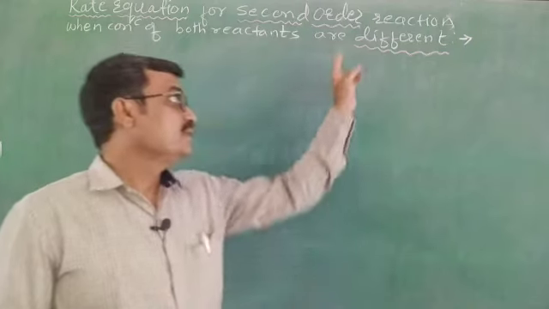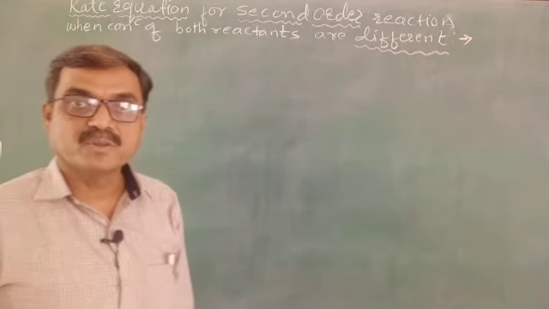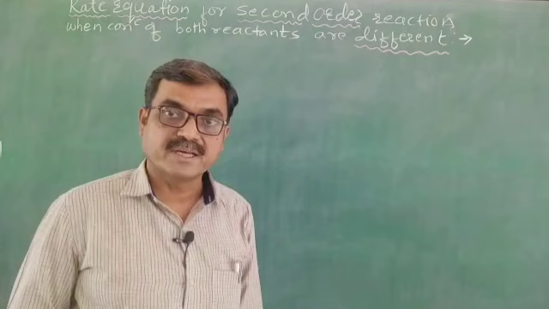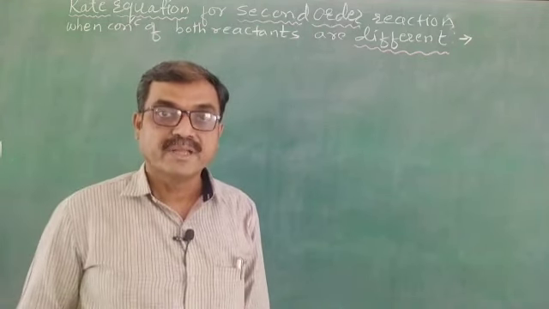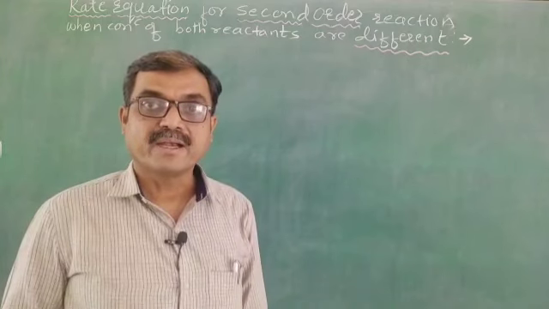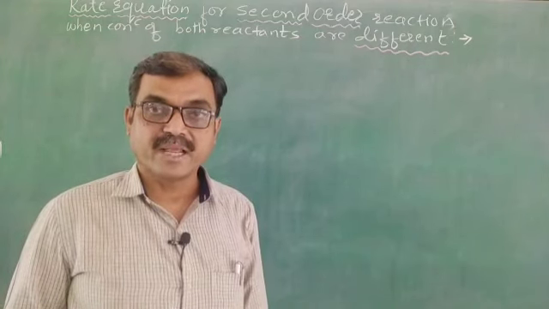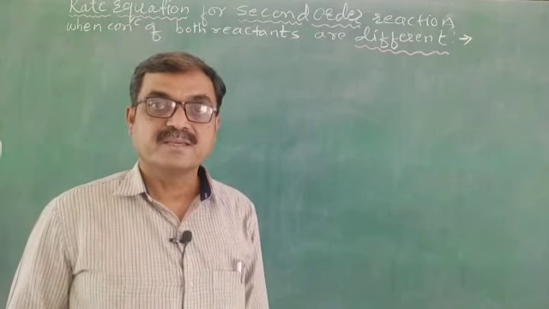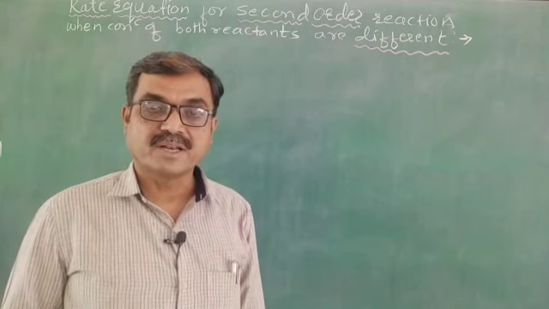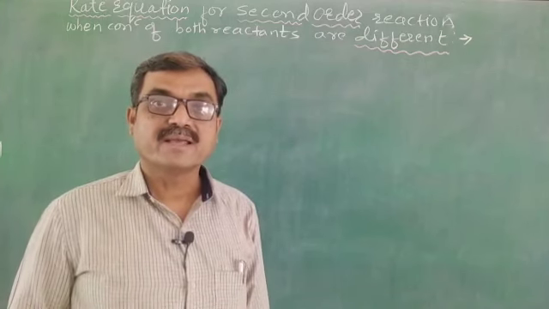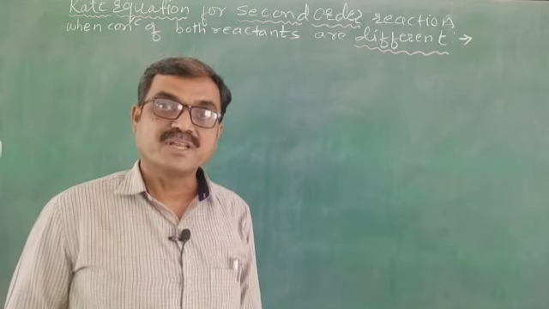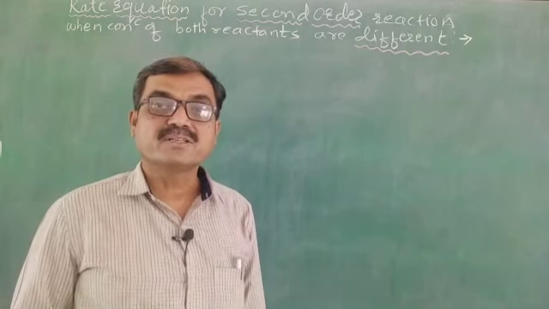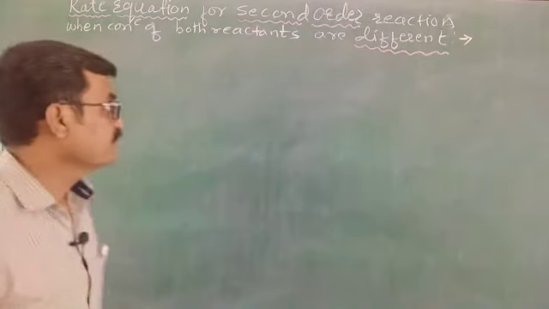Here the initial concentrations of both the reactants we have to consider as different, and then we have to derive the rate equation for the rate constant of second order reaction. This equation is also known as the rate equation for second order reaction, for the case where the initial concentrations of both the reactants are different.